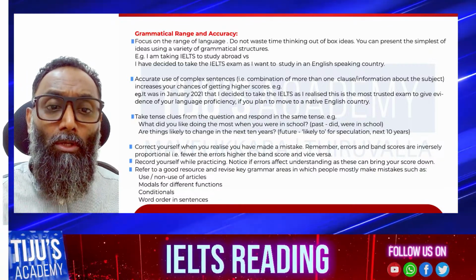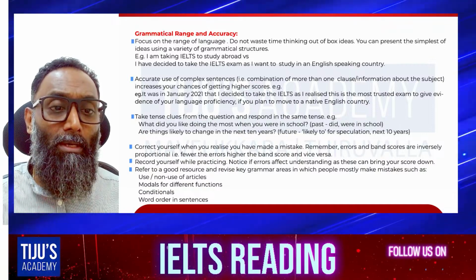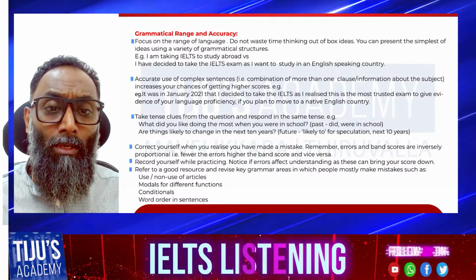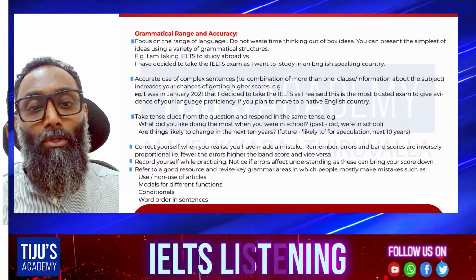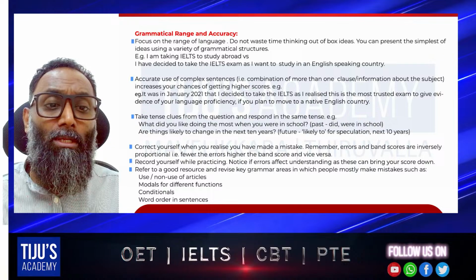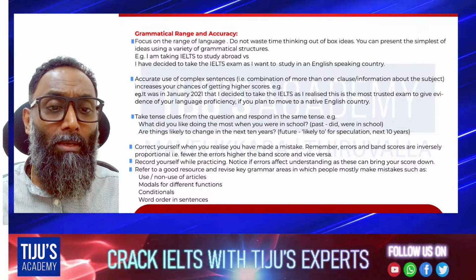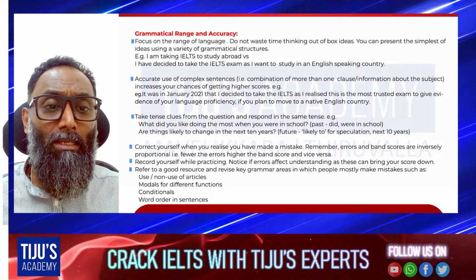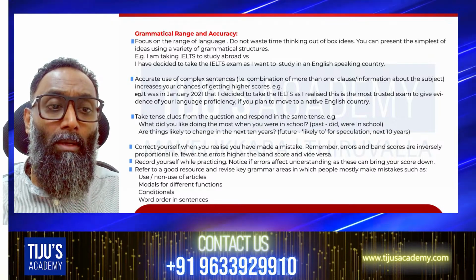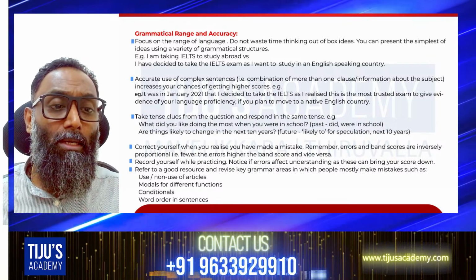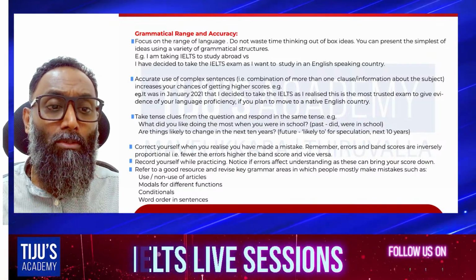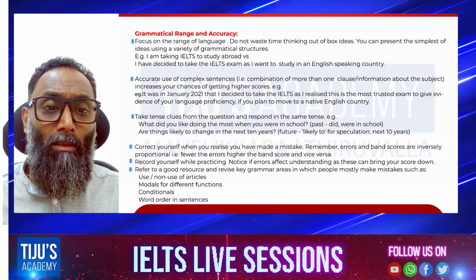Okay. And record yourself while practicing. Notice if errors affect understanding, as these can bring your scores down. So, as I said earlier, try to record yourself while practicing and do self-correction. You can assess yourself. Notice if errors affect. Are any errors coming, in any of the 4 parameters, 4 criteria, right? And try to understand how you can overcome it by practicing more, or whether they are pronunciation related or grammar related, and then practice and try to bring up your scores, because if you don't practice, it's not going to help you.